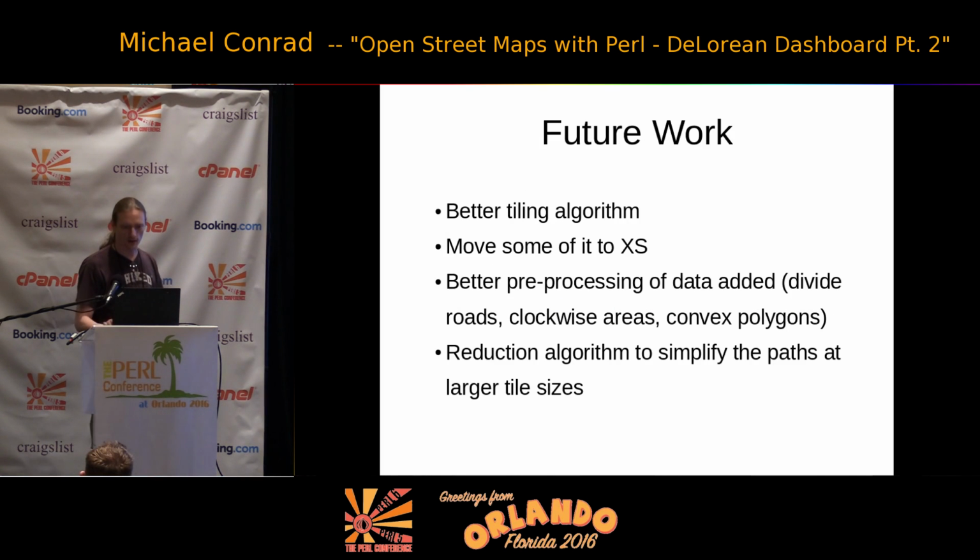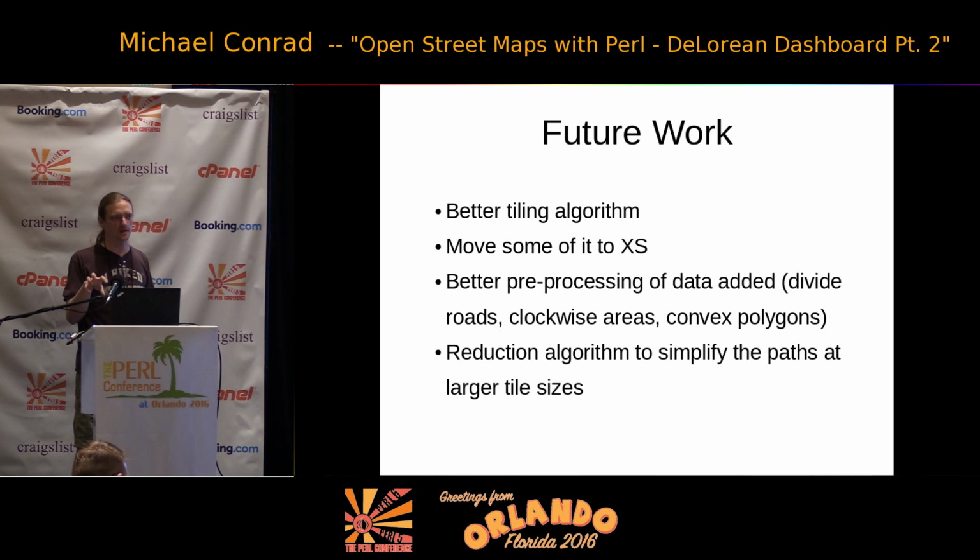Future work: did you notice how there was that little hiccup as it would load the new tiles? That's because I'm doing all of my 3D math in Perl right now. If I move that to XS, I think the hiccup will go away, and it'll be 60 frames per second smooth. And I would like to do better pre-processing of the data, like divide all the roads at the intersections, because OpenStreetMap doesn't always do that for you, and put things in clockwise order and other helpful stuff.